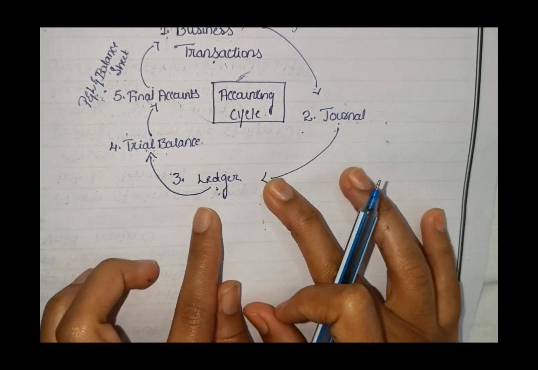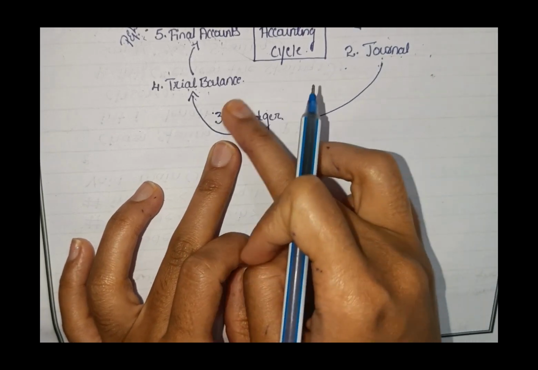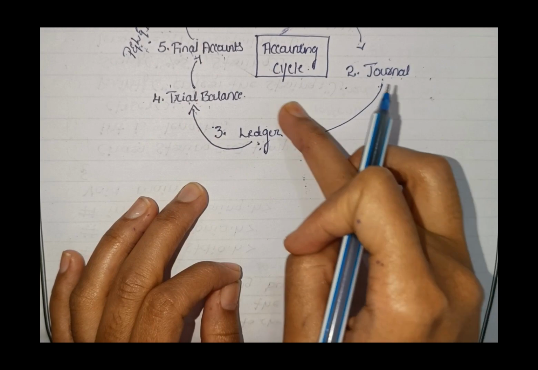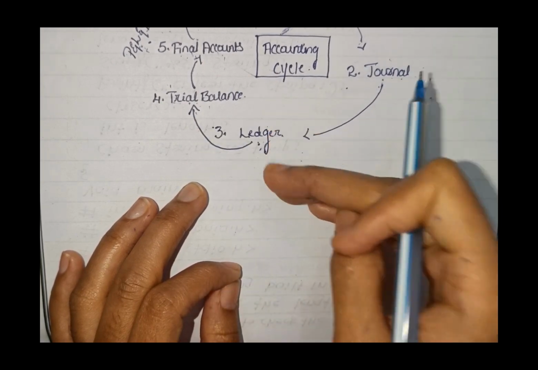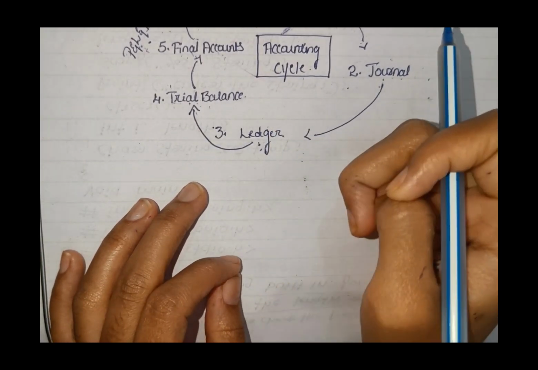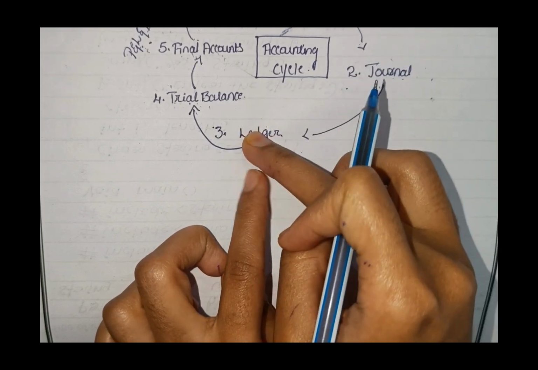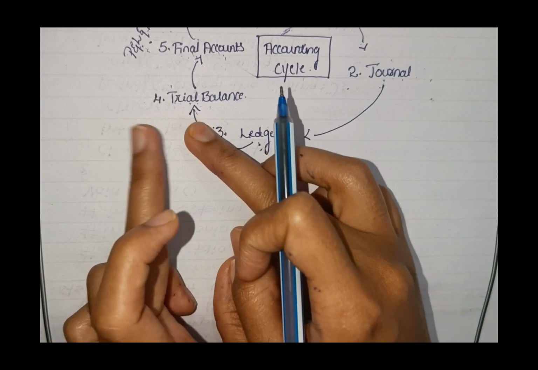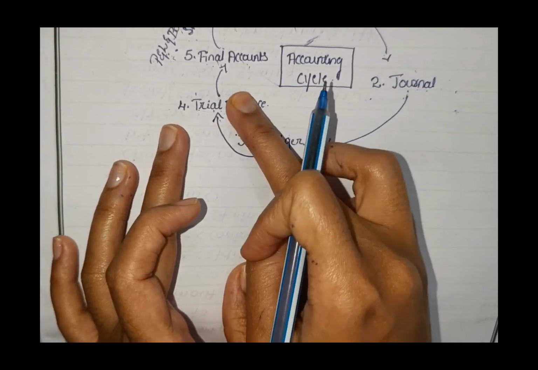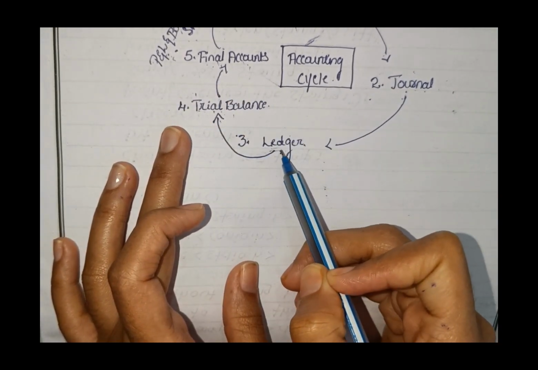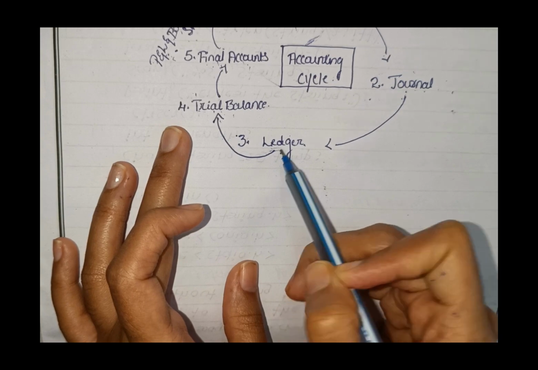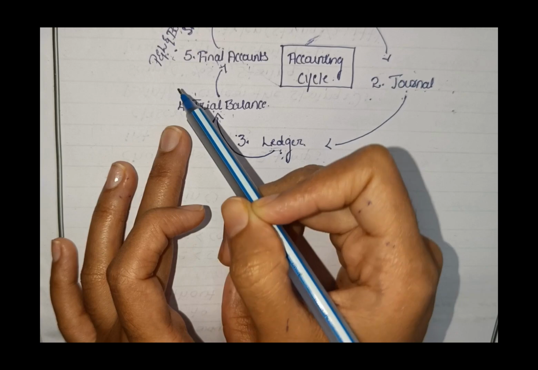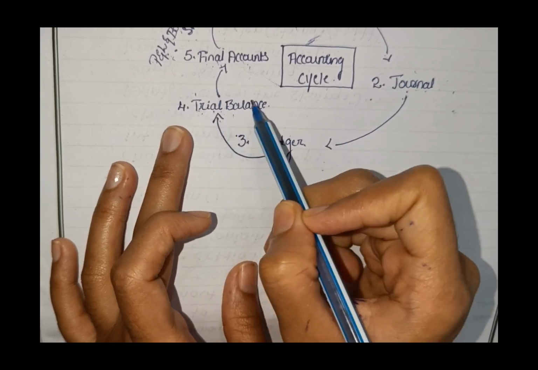Then we have to move on to ledger. All the journal entries are posted into the ledger chronologically in a classified manner. Then we have to move on to trial balance. After taking all the ledger account closing balances, a trial balance is prepared at the end of the period of financial statement.